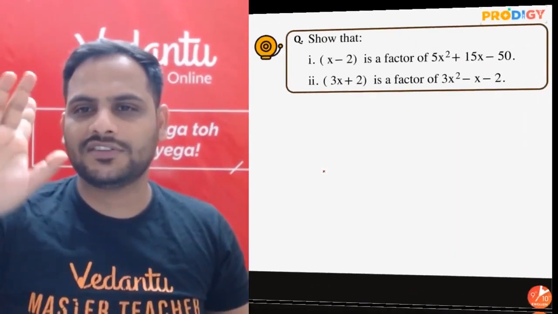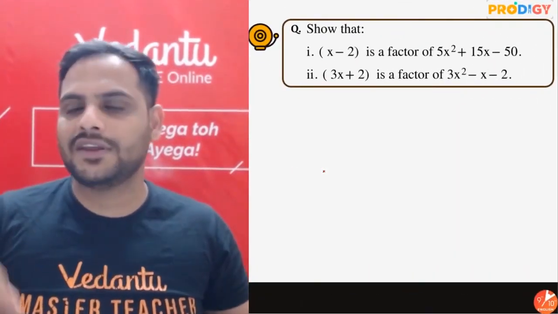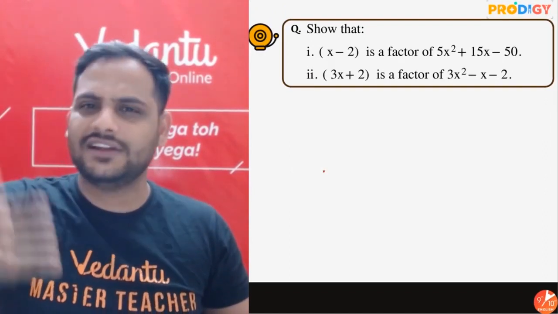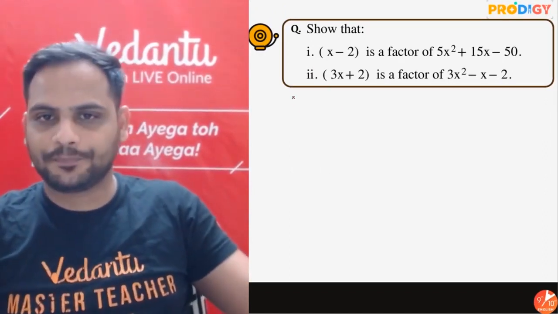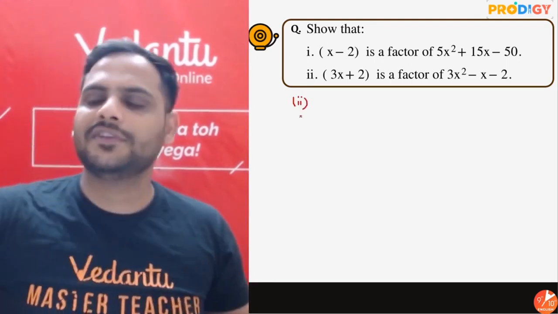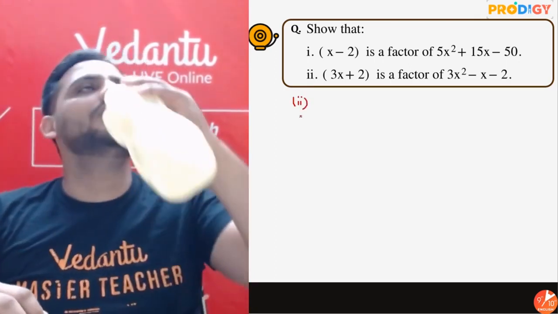Let's look at a question. Look at the question, beta. Show that x minus 2 is a factor of this. I'll do one, the other you can do. So let me do the second one. So 3x plus 2. Make 3x plus 2 equal to 0.